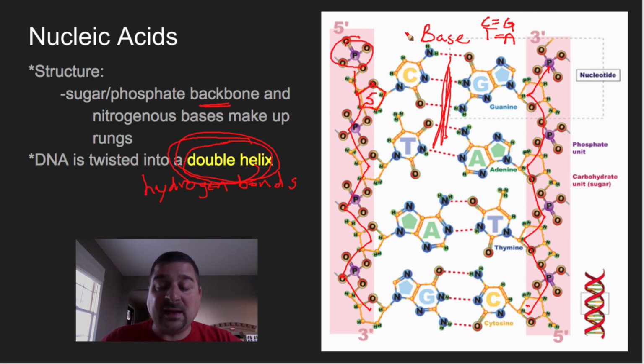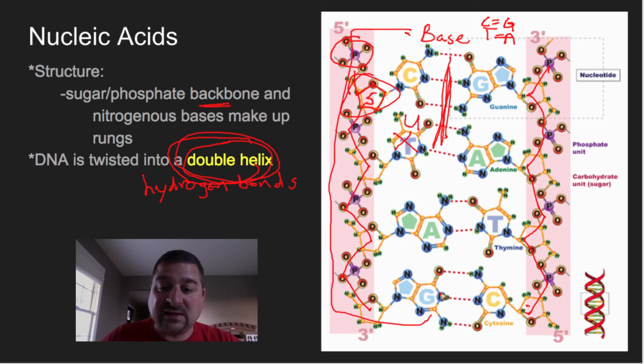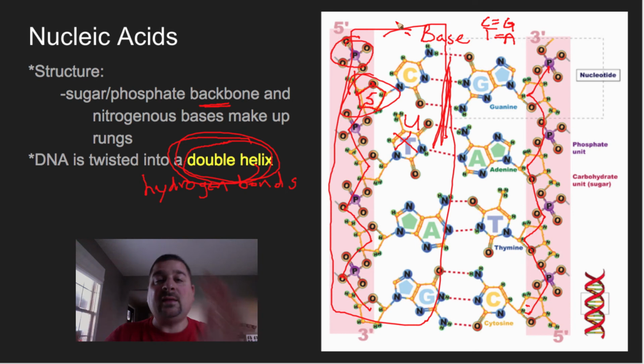RNA would just have ribose sugar, so right here would have a ribose instead of deoxyribose, and instead of T, it would have U, a uracil. It would also just be single-stranded. RNA, there's not two sides of it. RNA is just a single strand. So that's the 3 main differences between DNA and RNA.